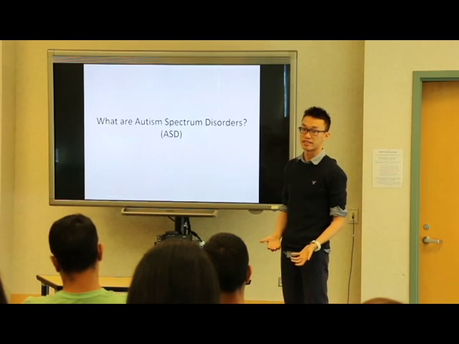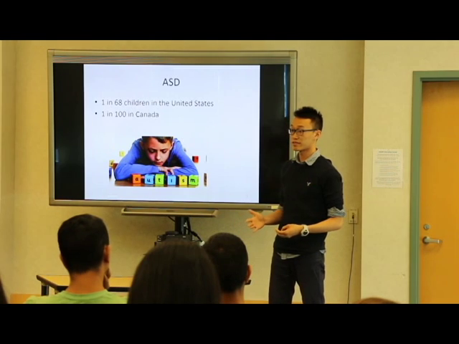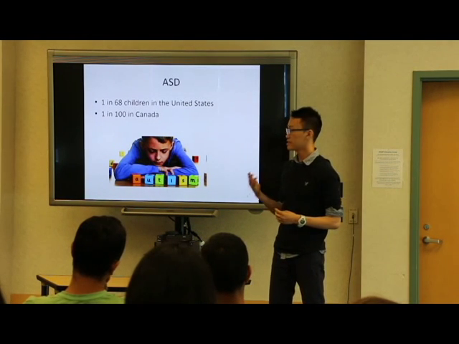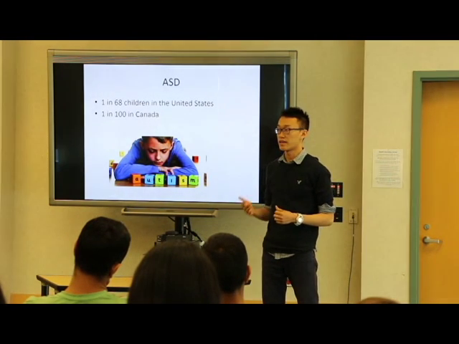So the first question is, what are autism spectrum disorders? Well, autism spectrum disorders are a heterogeneous disorder affecting 1 in 68 children in the United States and approximately 1 in 100 in Canada.